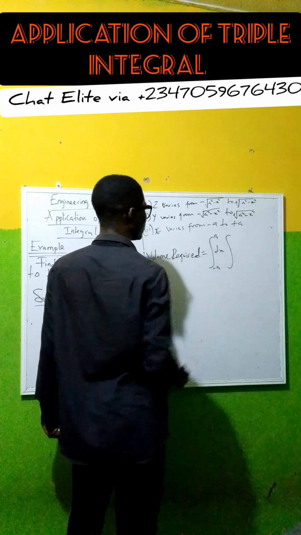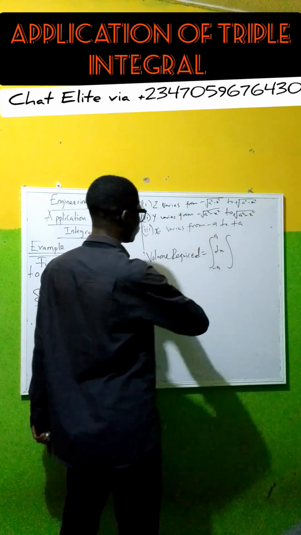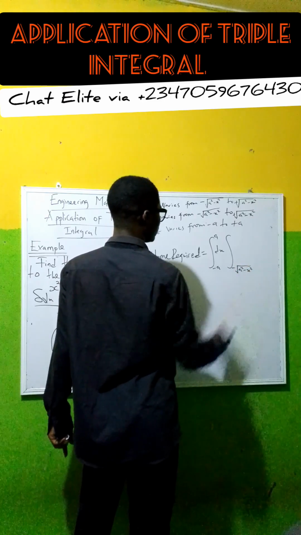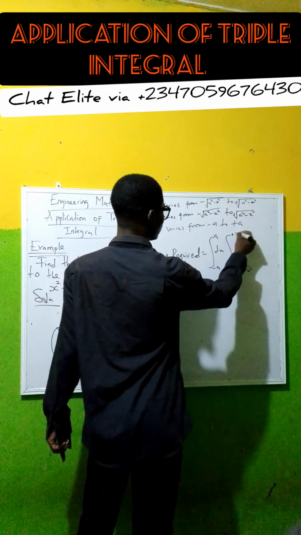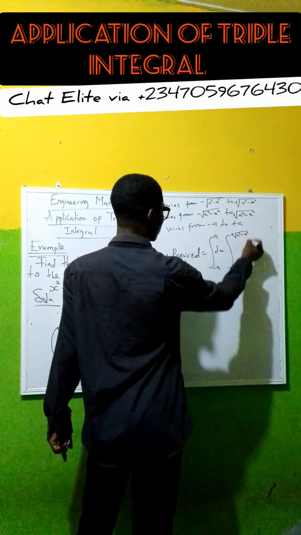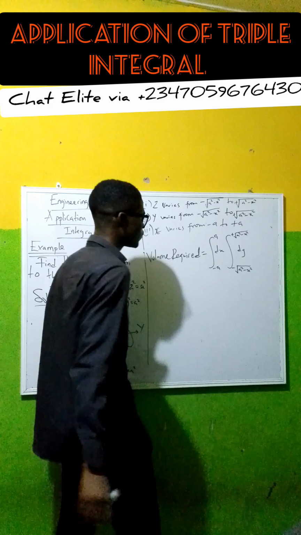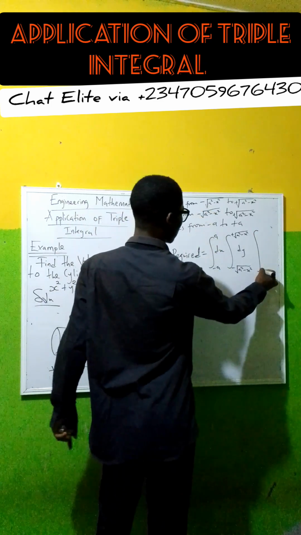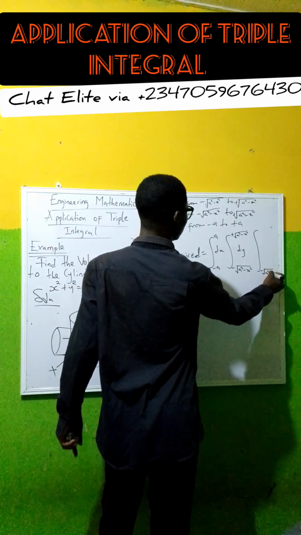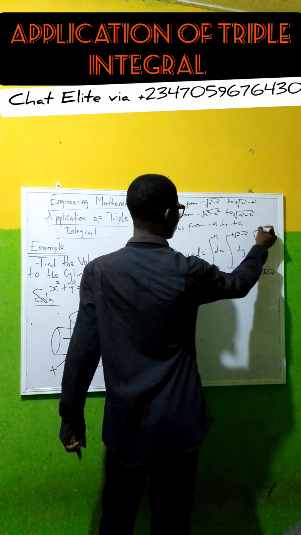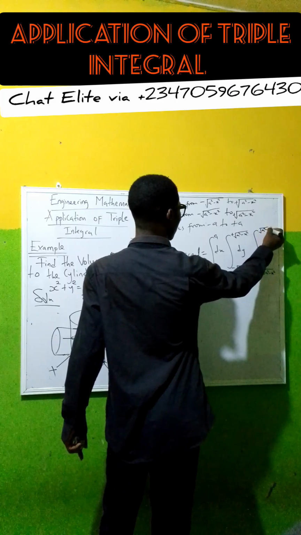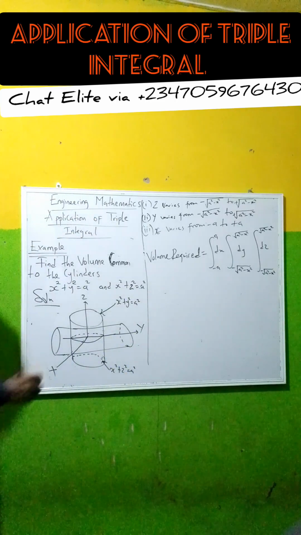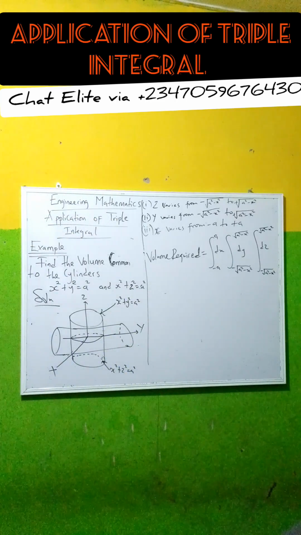Then we move to Y: integral from minus the square root of A squared minus X squared to plus the square root of A squared minus X squared dy. Then we move to Z: integral from minus the square root of A squared minus X squared to the square root of A squared minus X squared dz. It's not necessary to put the positive sign, we know it's positive already. That way it will be easy for us to solve the problem.